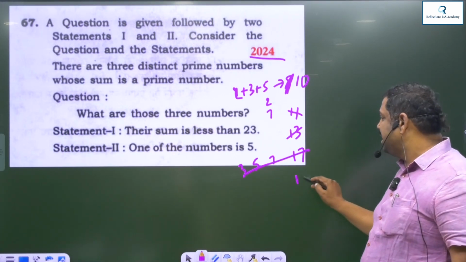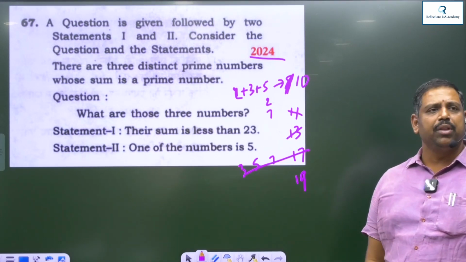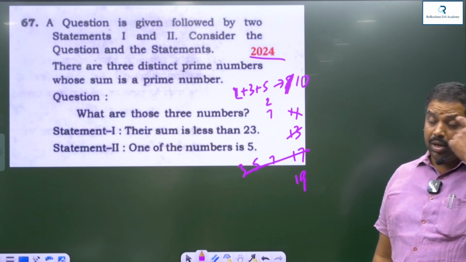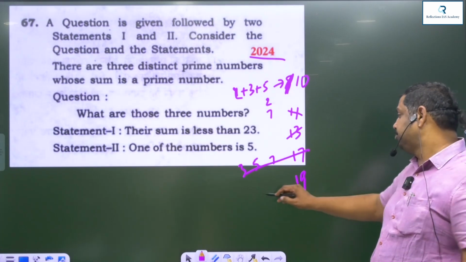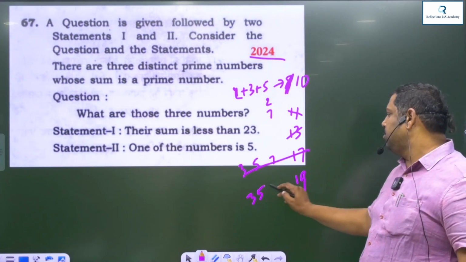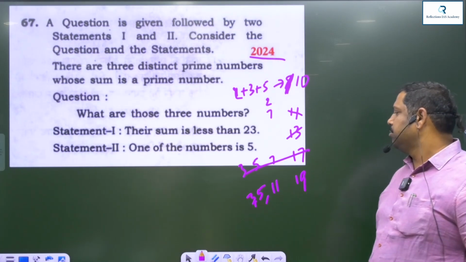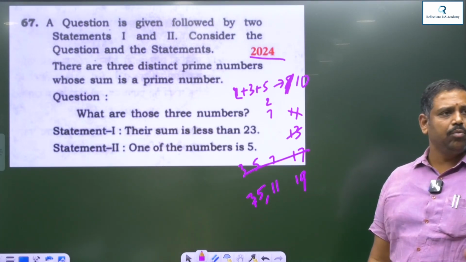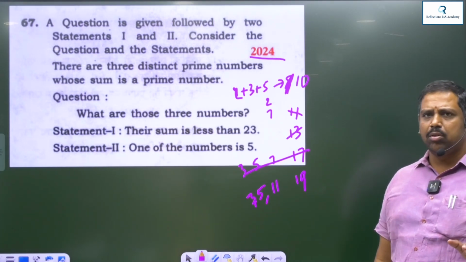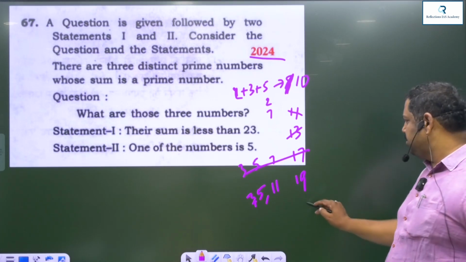Leave it. If I take 19, how much am I taking now? 19. Okay. 3, 5 and 11. Verify once. 19, yes or no? Yes. Is it a possibility or not? Yes. Okay. Suppose if I take 23.